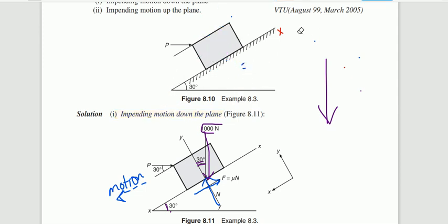See this line and this line are parallel. So if it is 30 degree, then this is also 30 degree. Nothing but this is also parallel here. So therefore this is also 30 degree.